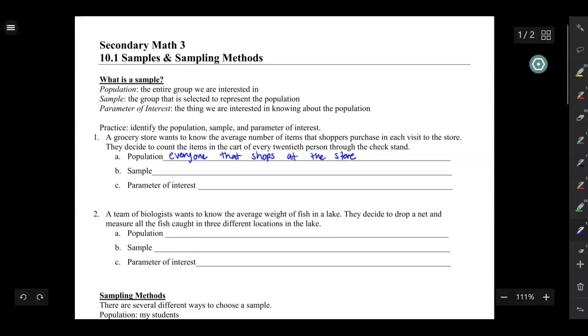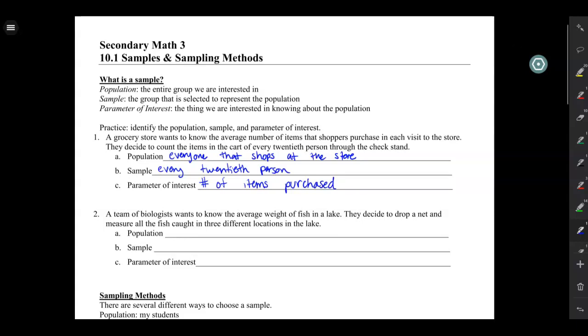Then the sample is just the group that we're going to look at. So which people are we actually going to go through and count the items in their cart? That's every 20th person. So we would just say that our sample is every 20th person. Then the parameter of interest, or the thing that we care about, is the number of items purchased. So we want to know how many items are purchased by everyone who shops at the store. Instead of asking everyone at the store, the entire population, we are just going to look at our sample, or every 20th person.